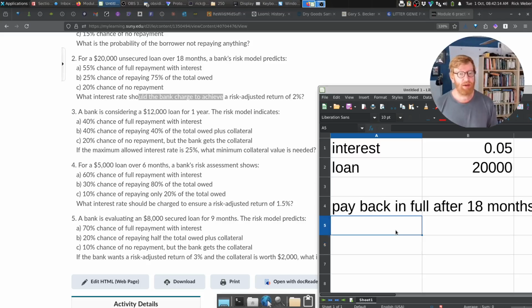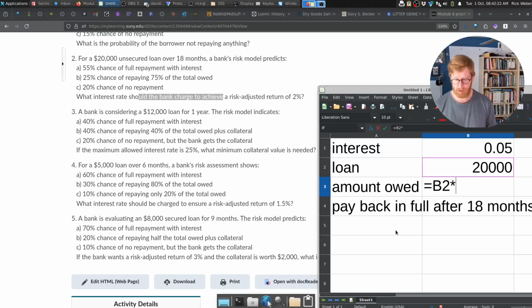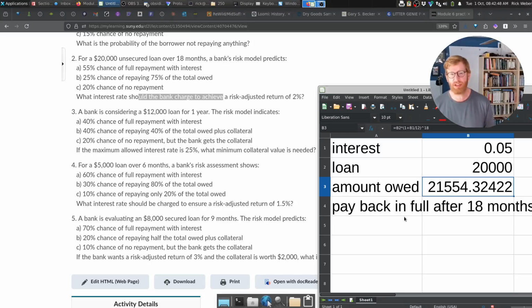So the amount owed after 18 months is going to be our principal times 1 plus our interest rate divided by 12, to the power of 18. So we're taking our interest rate, we're making it a monthly rate, so 5% per year turns into whatever per month, and then we've got that repeated 18 months. So after 18 months, this person's going to owe us $21,554.32 if we charge 2%.